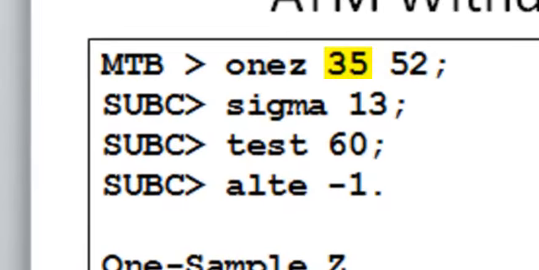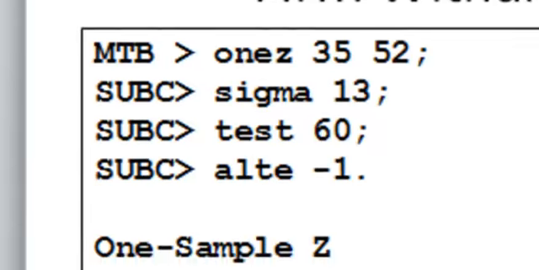Now up above here, we see the commands. 1z, there's my sample size, 35. There's my sample mean, 52. You see the semicolon letting Minitab know, hey, I got more information to give you. And I put in my sigma. My sigma was 13. Then my next line, I put my semicolon in, and the value in my null hypothesis was 60. And the alternative, remember, the manager thinks his ATM is less than 60, so the alternative would be -1 for a left-tailed test. What will pop out of Minitab is right here.